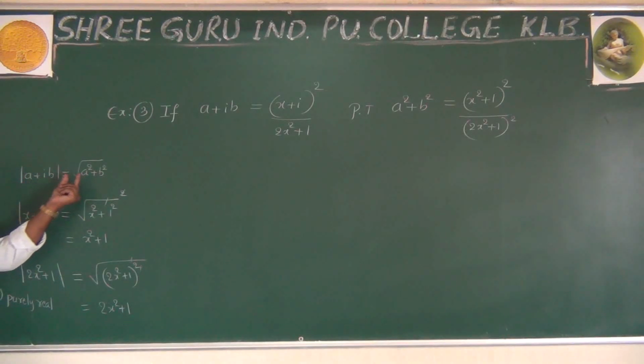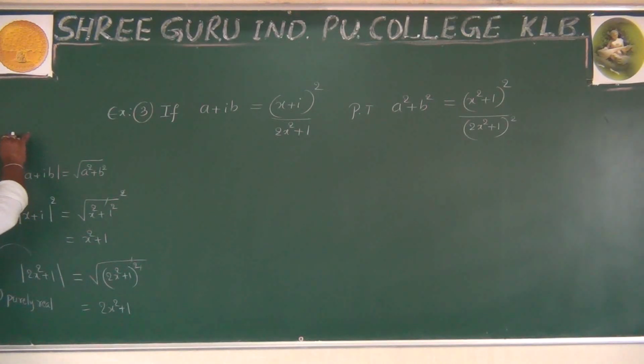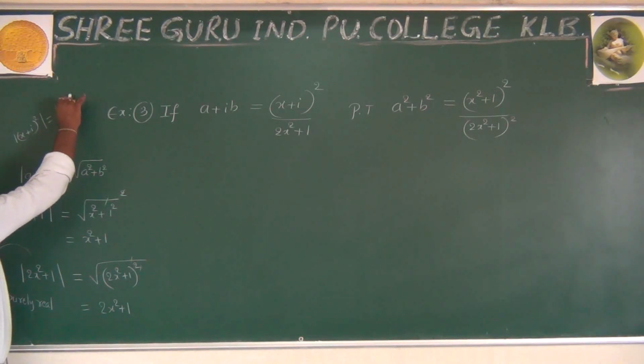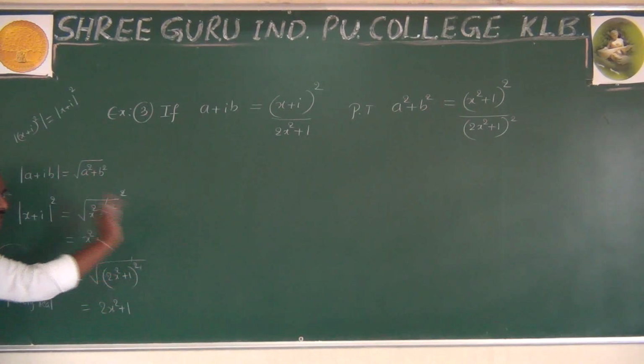Modulus of a plus ib is what? Square root of real part square plus imaginary part square. Modulus of x plus i whole square, square as it is. Modulus of this is what? Your real part is what? x square. Imaginary part 1 square. According to the law, modulus of z to the power n can be written as modulus of z whole to the power n. This can be written, modulus of x plus i whole to the power 2. That is the formula. Square root can cancel. x square. Keep in your mind, don't confuse it. This is purely real. Real part only, no imaginary. Real part is square, imaginary is 0, square and root can cancel. 2x square plus 1.